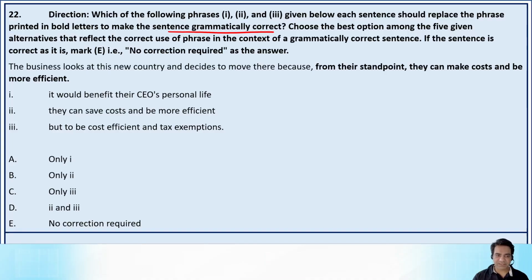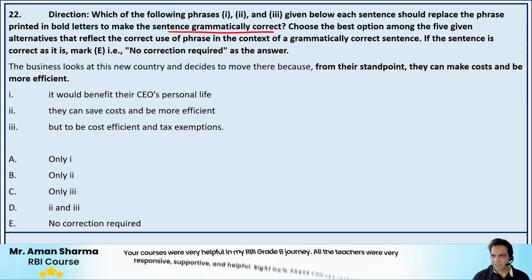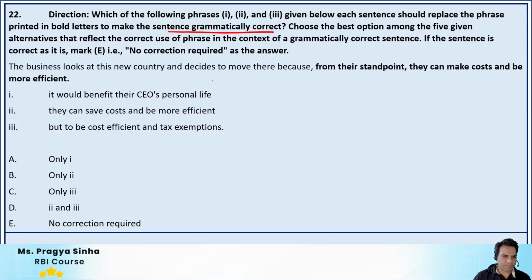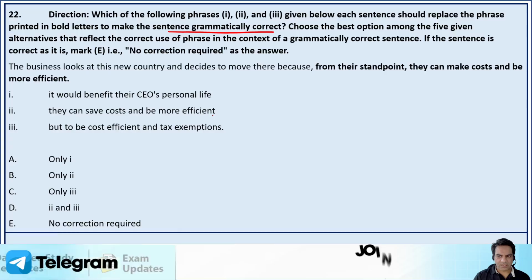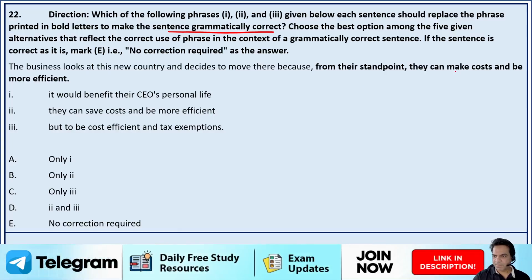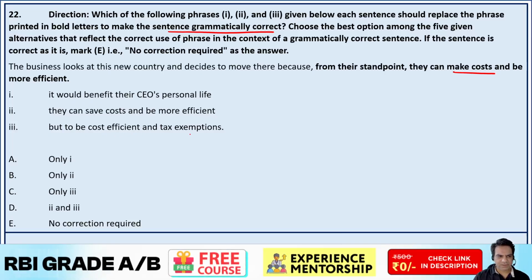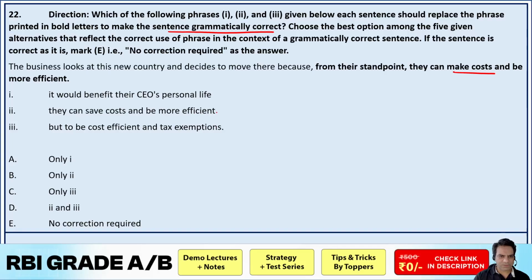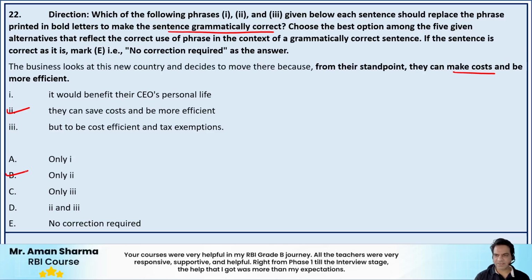The business looks at this new country and decides to move there because from their standpoint they can make costs and be more efficient. They can make costs, no. It should be from their standpoint, not from its standpoint. They can save costs and be more efficient, not make costs. They can save costs and be more efficient, but to be cost efficient and tax exemptions. No, guys, I think only option 2 is correct here. So only option 2 is the right answer.